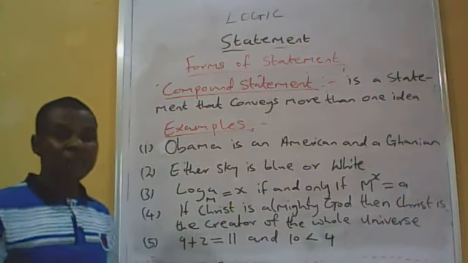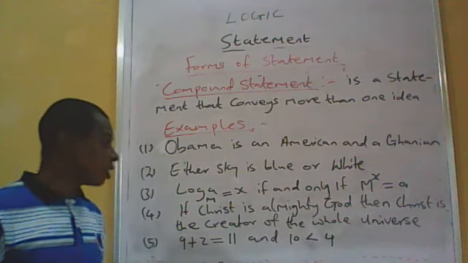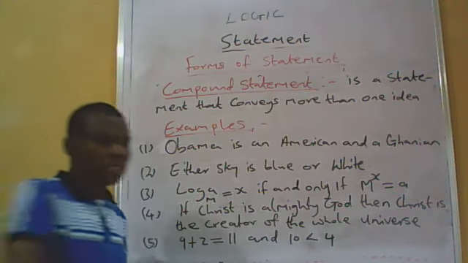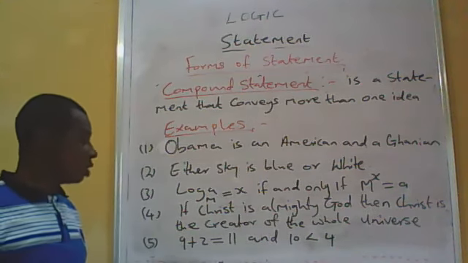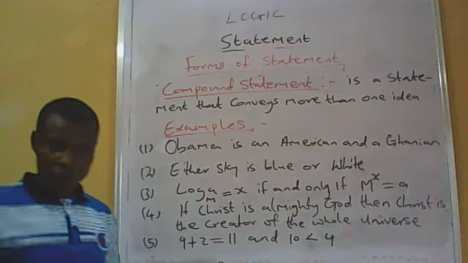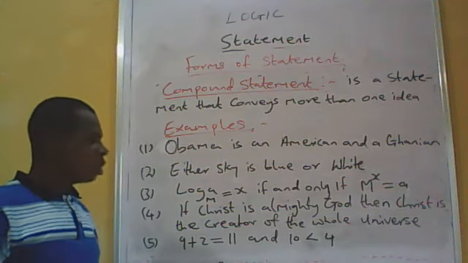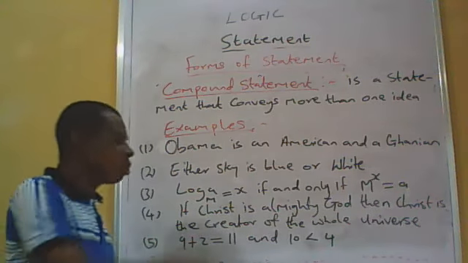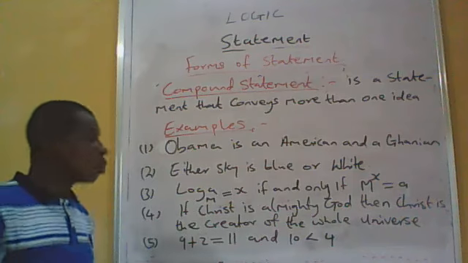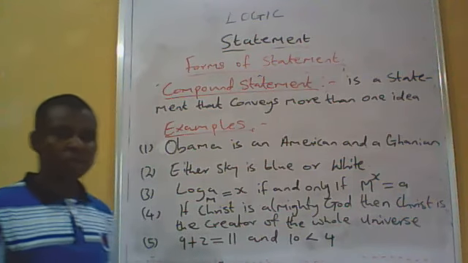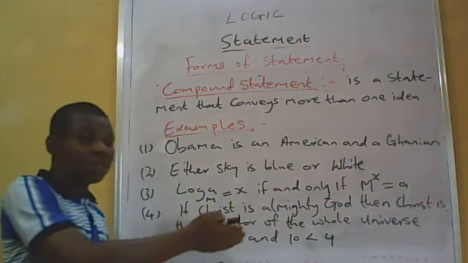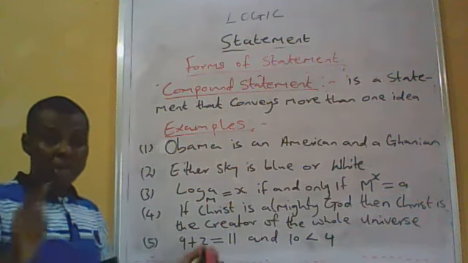But in another way, it's possible that Christ is Almighty God is true, and Christ is the creator of the universe is not true. Or the other way around, Christ is the creator is false, and Christ is Almighty God is true. It's also possible that both of them are true. So it's a statement that conveys more than one idea.